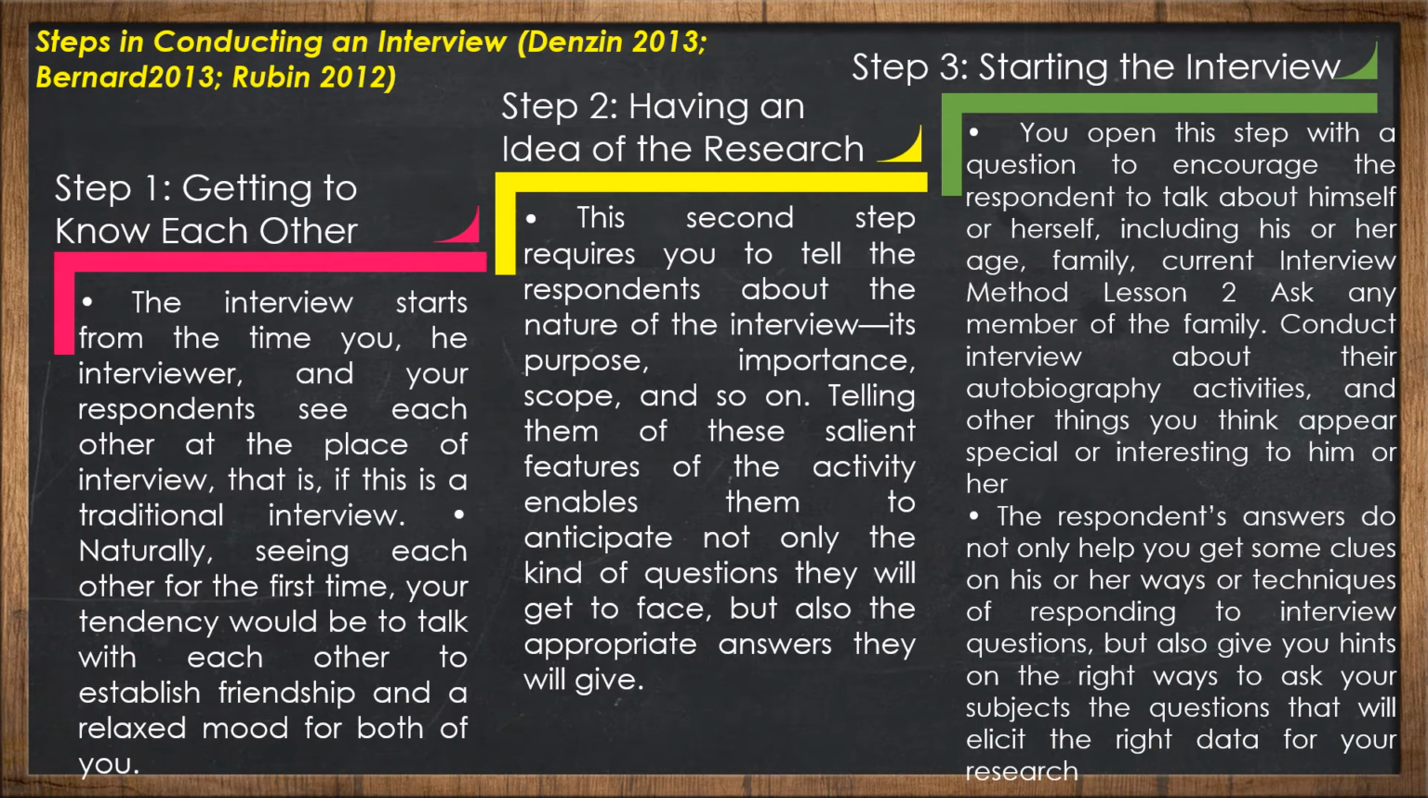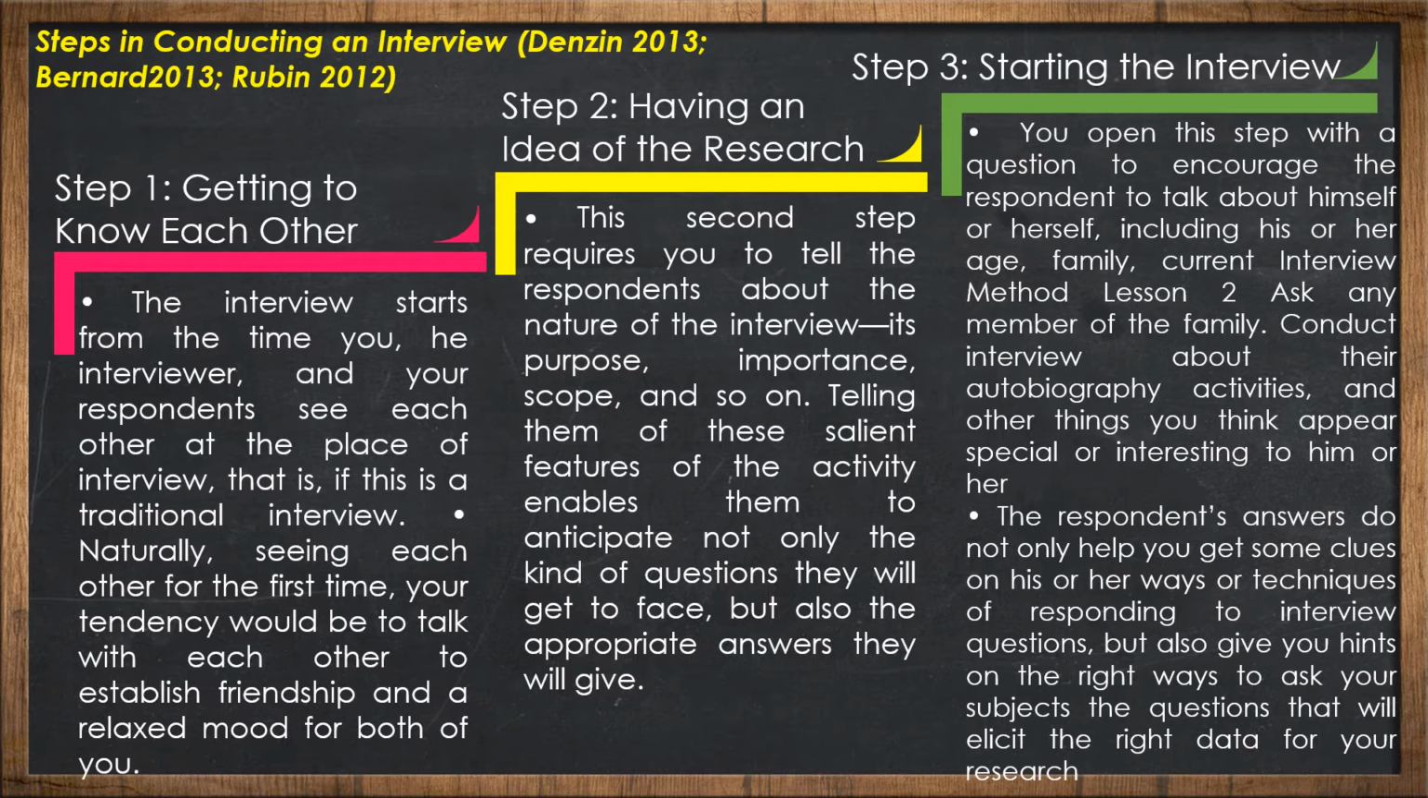Here are some steps in conducting an interview, as stated by Denson, Bernard, and Robin. Step 1, getting to know each other. It is very important to start from the time the interviewer and your respondent see each other at the place of interview. If this is a traditional interview, naturally, seeing each other for the first time, your tendency would be to talk with each other to establish friendship and a relaxed mode for both of you.